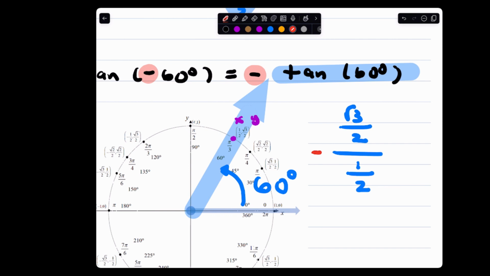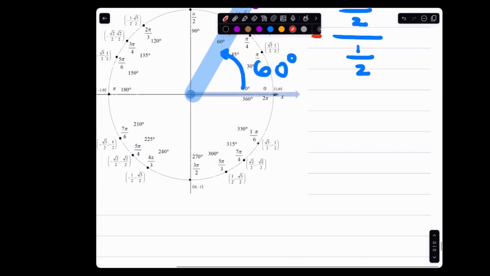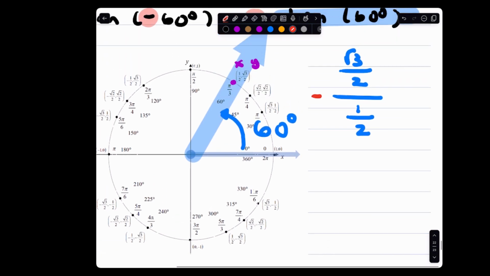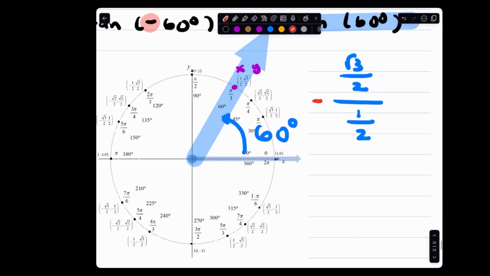All right. You guys okay with that? You guys see the point? How you can find tangent of negative 60, just find tangent 60. Use that negative sign. If you rotated a negative 60, you think you'd get the same answer? Yes. Okay, now what do you guys do? Do you guys remember? What do you do here?